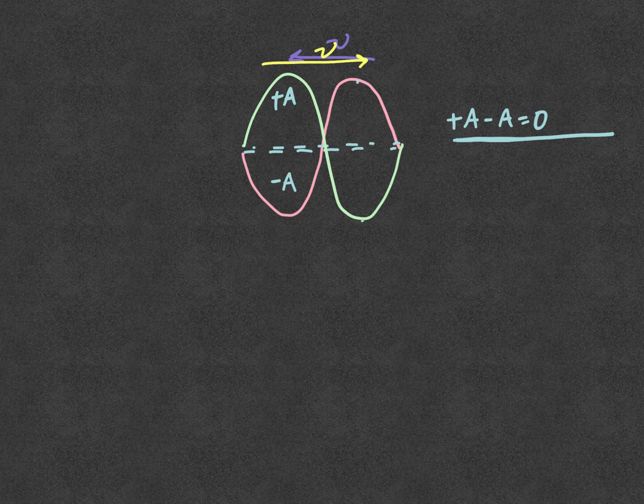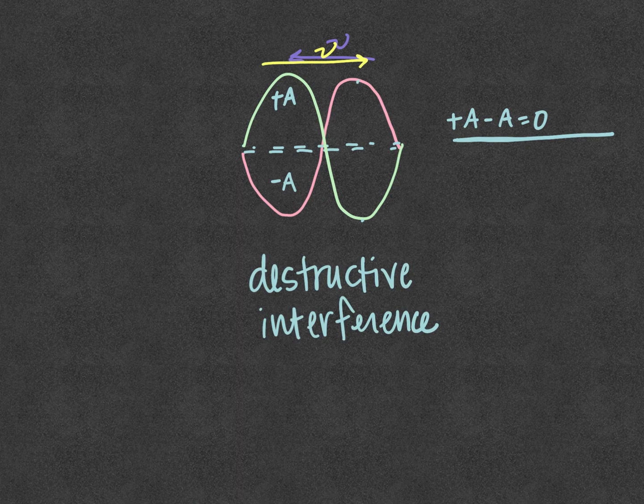When these two waves cancel each other out, they are being destructive, so we call this destructive interference. This destructive interference works for any waves: sound waves, electromagnetic waves, seismic waves, ocean waves. This is the principle that we use when we create sound canceling headphones.